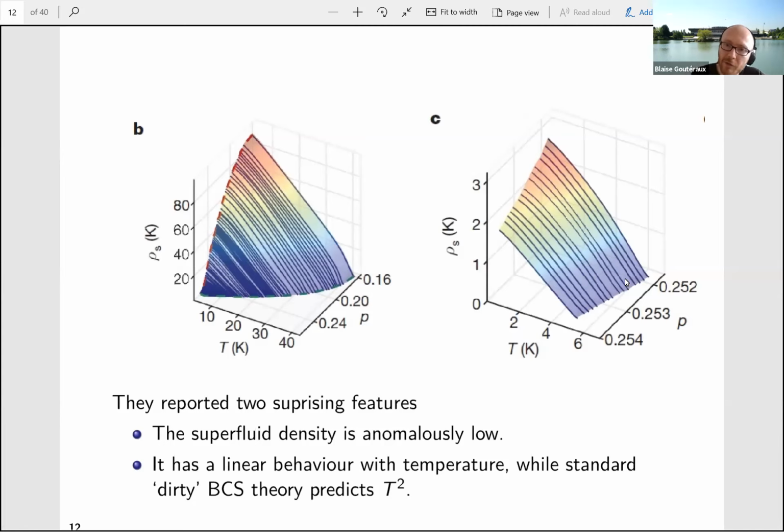And moreover, as you can better see here, it has this linear behavior with temperature as you go to low temperatures, while standard BCS theory in the presence of disorder would predict T-squared behavior. And there's a whole discussion on why they don't think that dirty BCS can account for this, etc. I don't really want to get into the details of all of this. But these are two surprising features that don't quite match what you would expect from weakly coupled BCS theory.